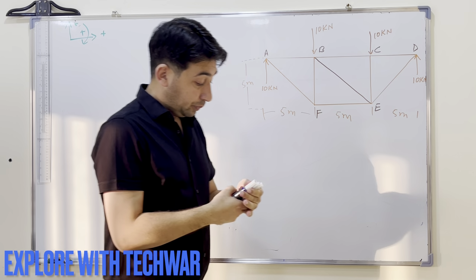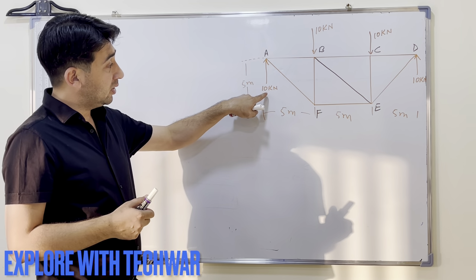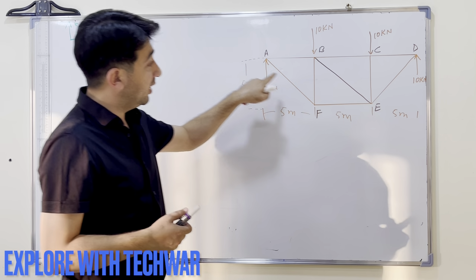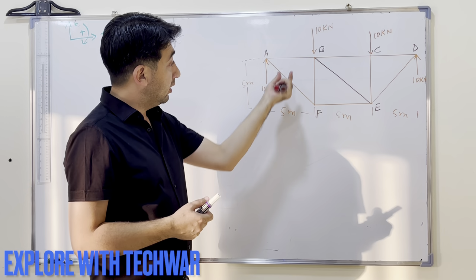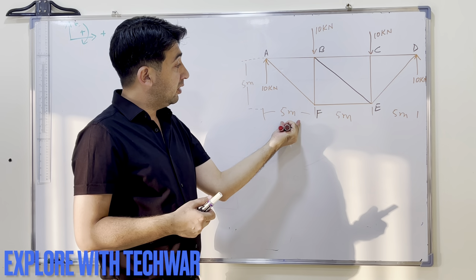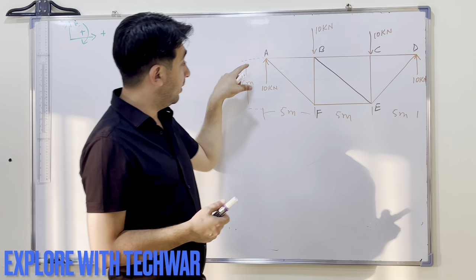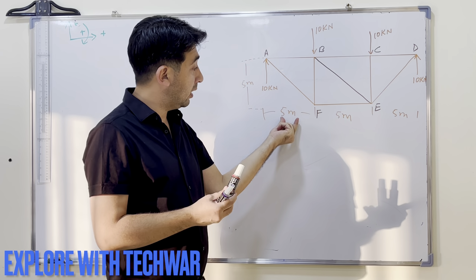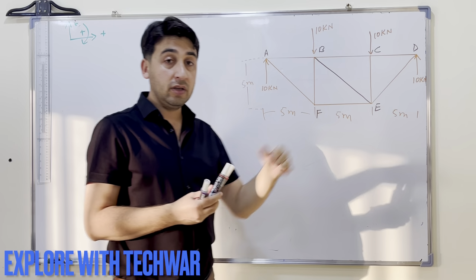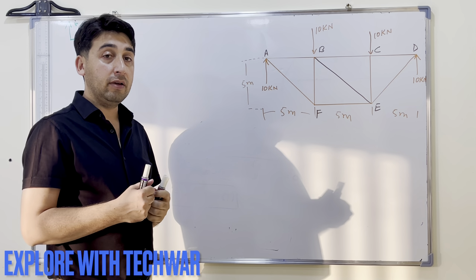Now how will we find the forces? Again, reaction forces are given: 10 kN at point A and 10 kN at point D. The length of each member is 5 meters, and the height of the truss itself is 5 meters. So each member is 5 meters, and the height of the whole truss is 5 meters.